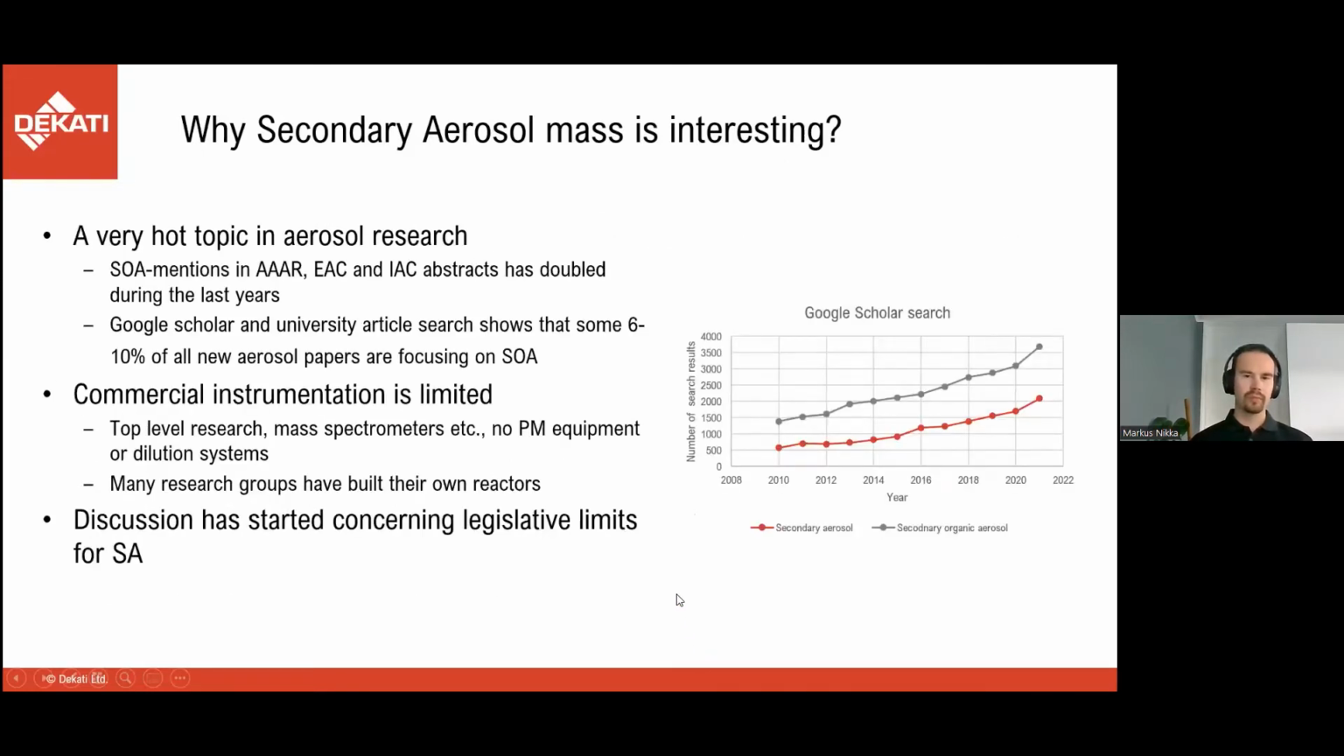This is a growing field, still a growing field in aerosol research. There are a lot of abstracts in the conference. I made a small search today with Google Scholar. I searched for secondary aerosol, and there's a typo, but secondary organic aerosol, these were the keywords that I searched, from 2010 to last year, and we can see both have a significant increase in the number of results, indicating that there are more and more publications on the topic.